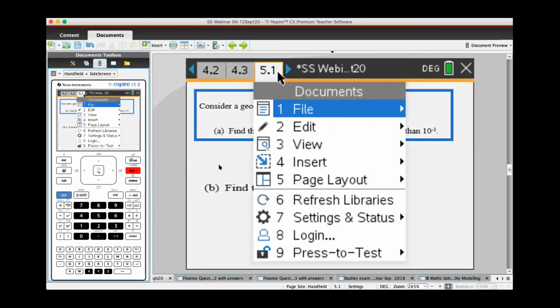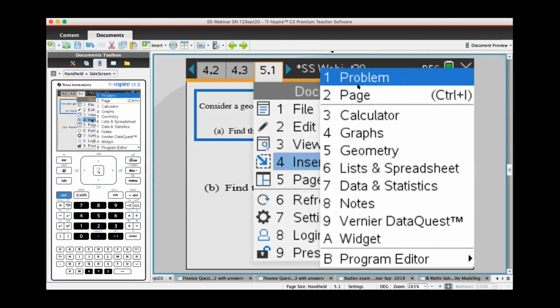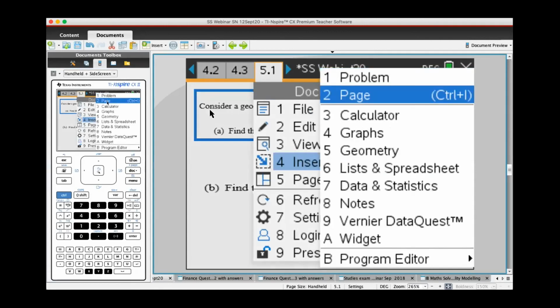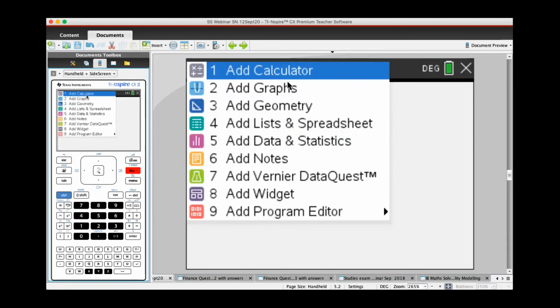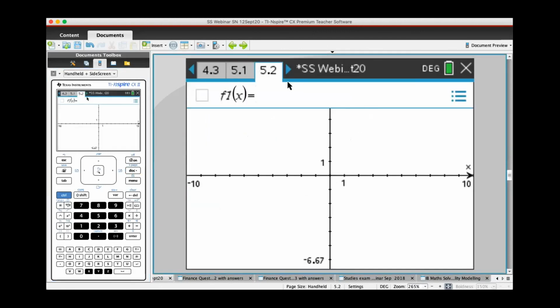You can go to doc, insert, and this time insert a page. I want to get out of this, but I want to add a page directly from here. I can do control doc, add a page, and this time I want to add a graph. Since this is not a continuous function, that means n is not for all real numbers, but just for integers, I want to graph the sequence.